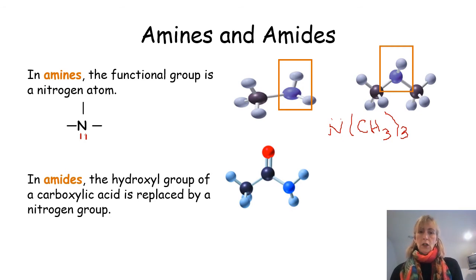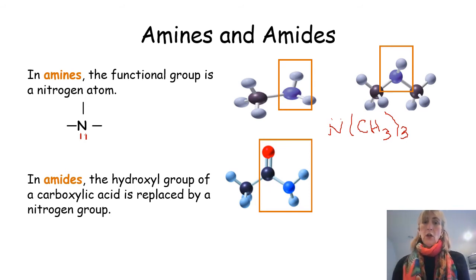Here is our carbonyl. Let's imagine that was from a carboxylic acid. The hydroxyl group is gone, and in its place we see a nitrogen with two hydrogens attached. Remember, the nitrogen always has three bonds, so if one's to the carbon, then it has two hydrogens. So that is the distinguishing feature there: the carbonyl of the carboxylic acid with the hydroxyl group replaced with a nitrogen group.